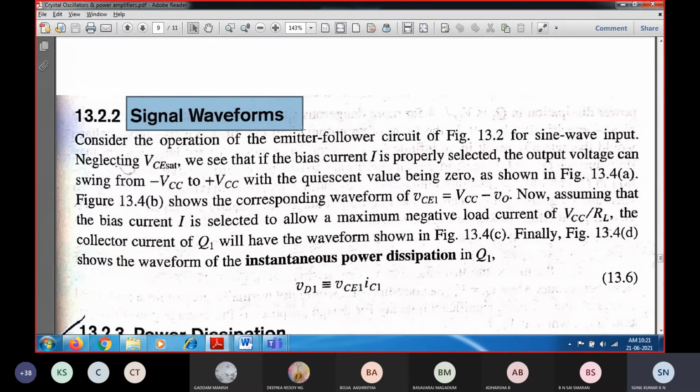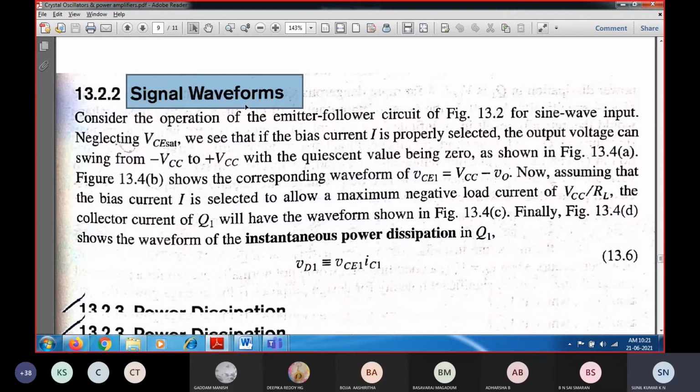Before that, we need to calculate the amount of DC supply power and the AC power delivered to the load, and we need to calculate the conversion efficiency as well for the class A amplifier.